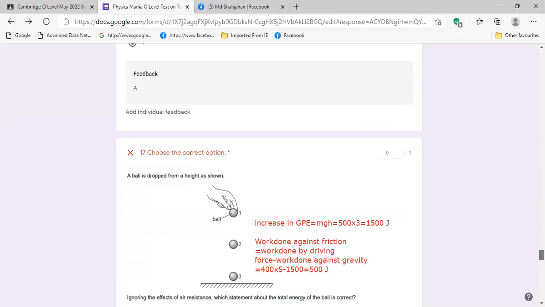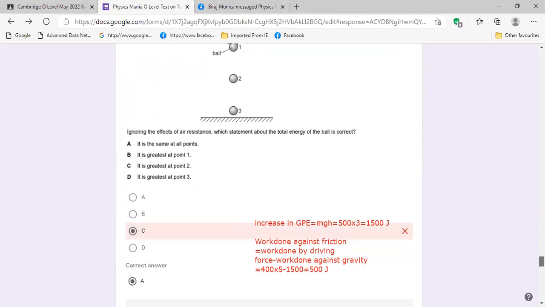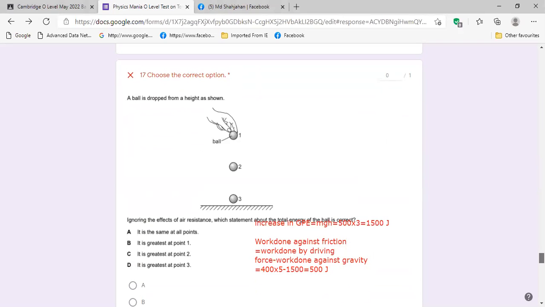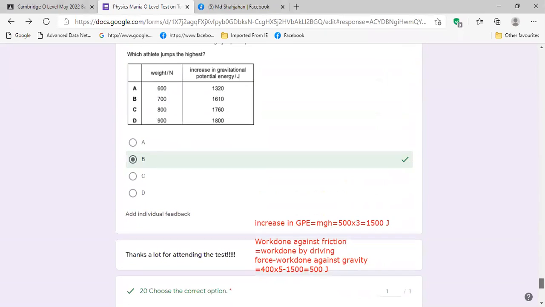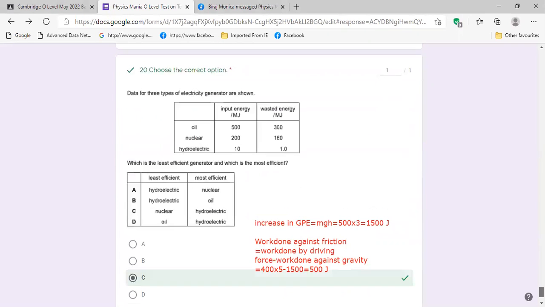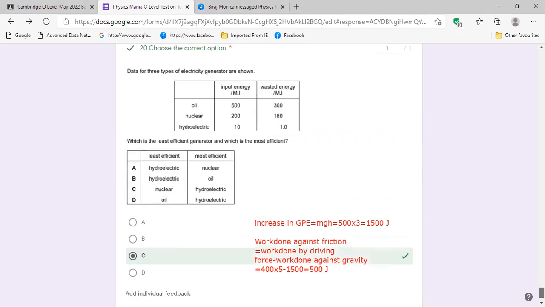This one already we discussed, right, Mahi? 17. Yes, sir. So we are not discussing it second time. This one you did correct. 20, you did correct. Okay.